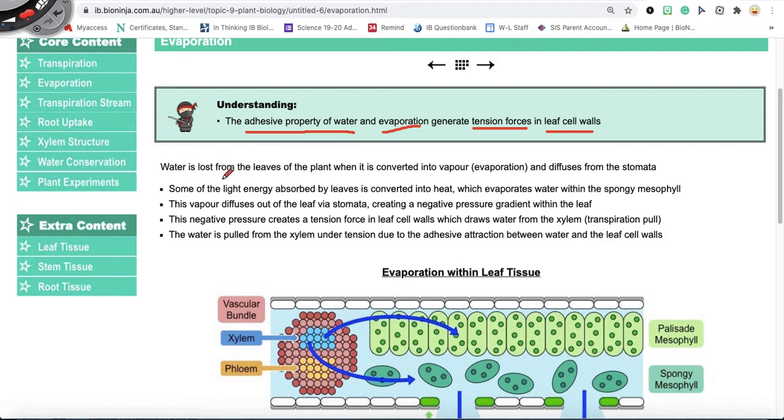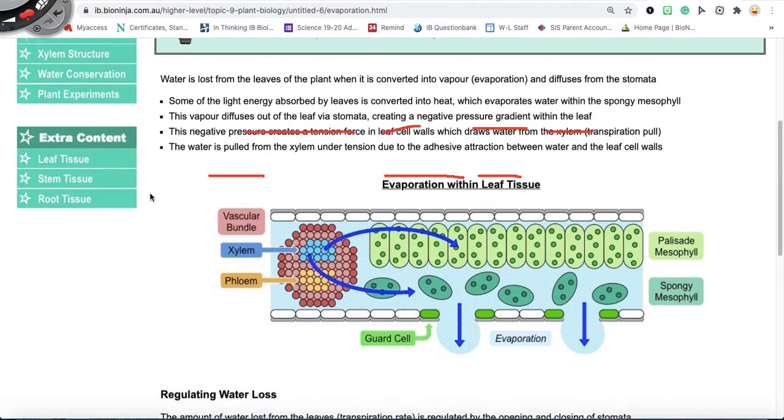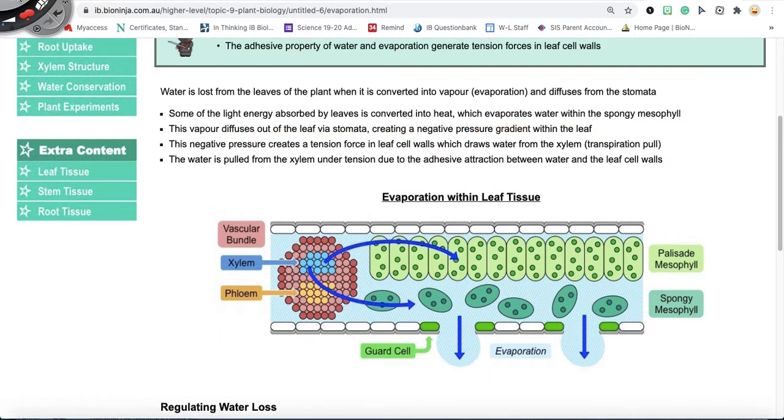So water is lost from the leaves of the plant when it is converted into vapor, and that's what we call evaporation. So evaporation is the conversion of water from liquid to gas, and transpiration is the loss of that water through the leaves, mostly through the leaves, as the water diffuses through the stomata. So let's move here so we can see the picture. So we know that some of the light energy absorbed by the leaves is converted to heat.